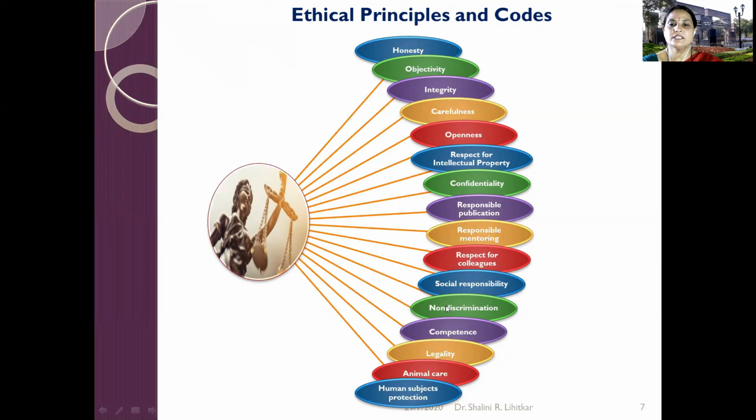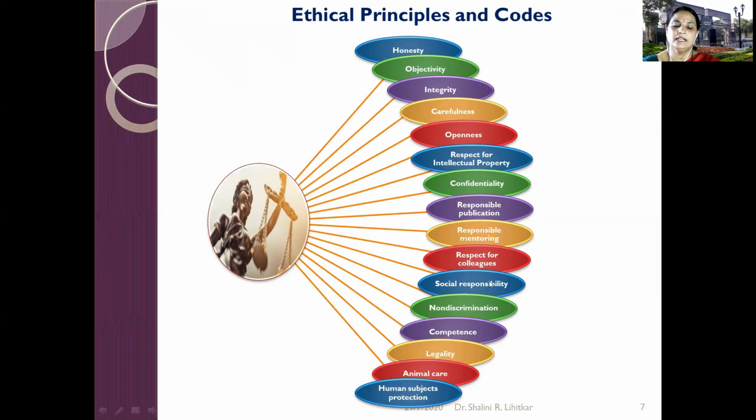Next one is non-discrimination. We should avoid discrimination against our colleagues or students on the basis of sex, nationality, or ethnicity. Next one is competence. We should also maintain and improve our own professional competency and expertise through lifelong learning and lifelong education. Legality. We should also obey the relevant laws and the governmental laws we have to follow.